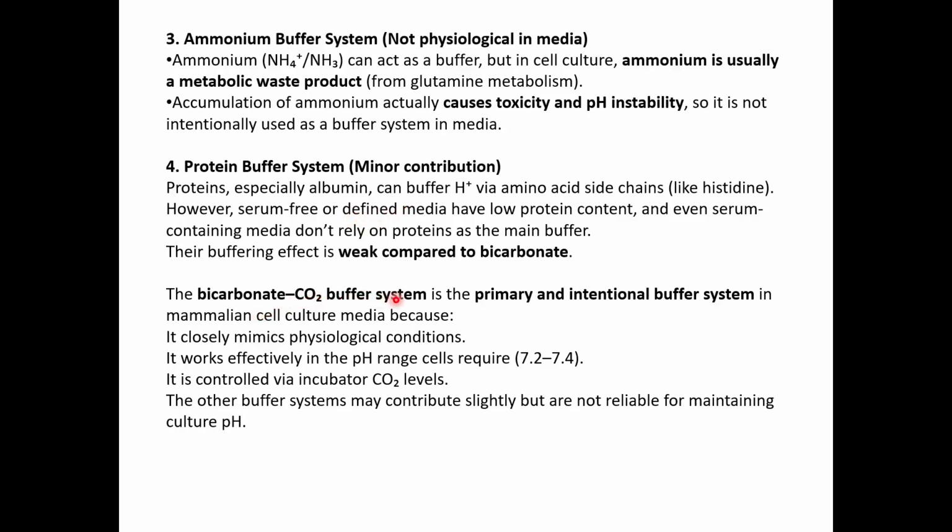So the bicarbonate carbon dioxide buffer system is the primary and intentional buffer system in mammalian cell culture. Since it closely mimics the physiological conditions, it works effectively in the pH range that cells require, 7.2 to 7.4, and it is controlled via incubator carbon dioxide levels together. Then the other buffer systems may contribute slightly, but they are not reliable and they are not used as a buffer system to maintain pH in cell culture in vitro.